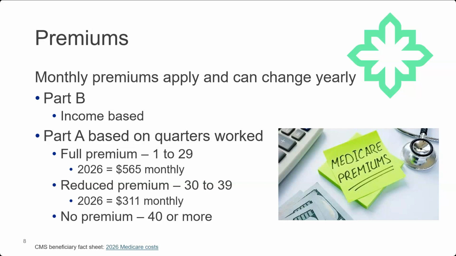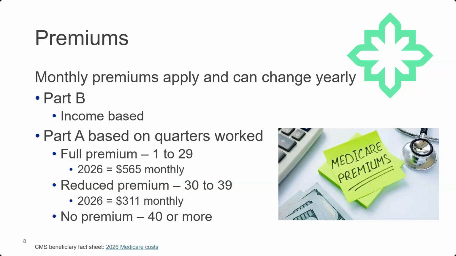On the Part A side, most people eligible for Medicare will get what is called premium free. They don't pay a premium. The caveat is that someone or themselves has to have worked 40 quarters or more, and that has to be reported to Social Security. If that person has worked at least one quarter, but under 30, which is 1 to 29, then they do have to pay what is called full premium. This in 2026 is $565 a month. So you can see that's very high, and they may say, ooh, I can't afford $565 a month. Therefore, I'm going to decline my inpatient coverage.